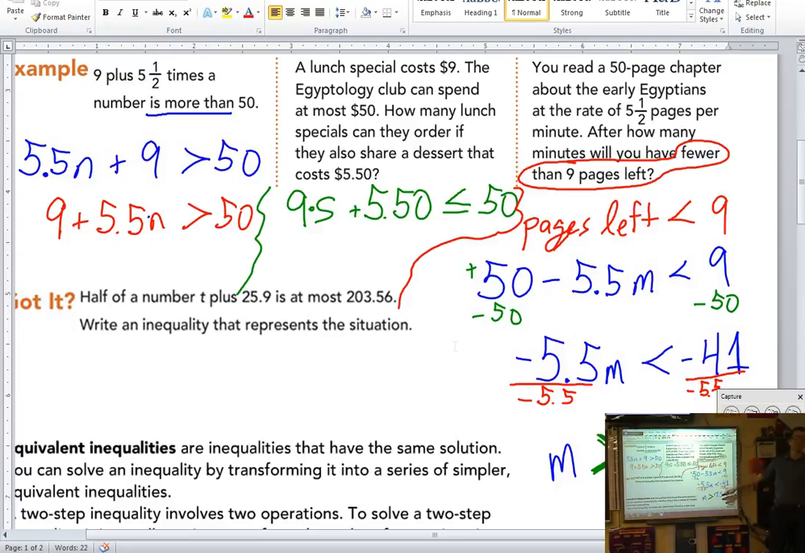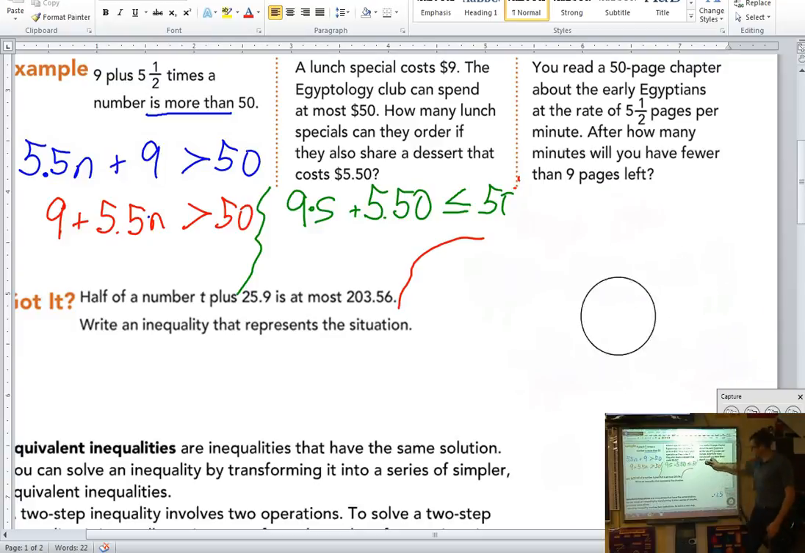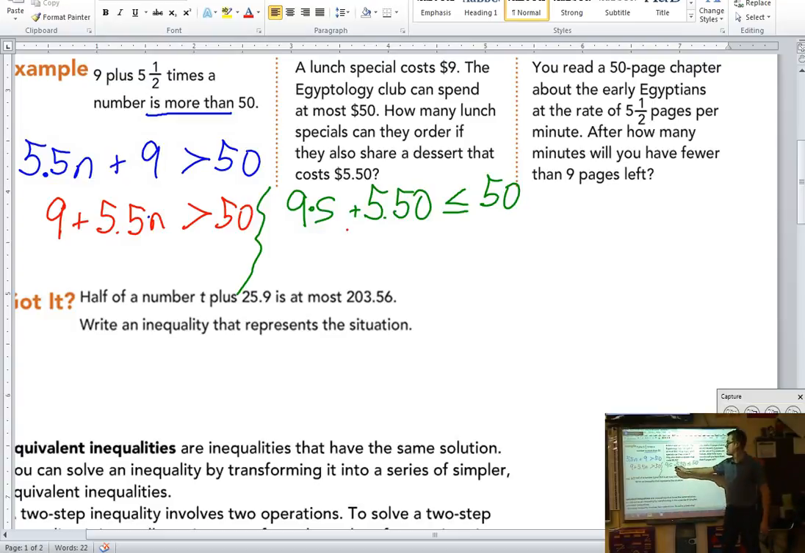Any questions on that third one? We're going to solve the second one still. Third one good? So in my second one here, Noah, what would I want to do first? What do I want to do first? Yeah, because I always undo addition and subtraction first. I subtract the 5.50 from both sides.